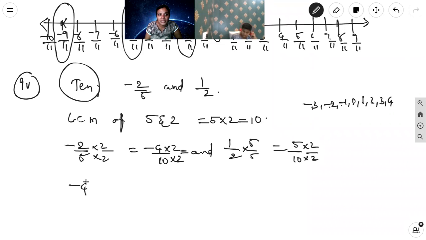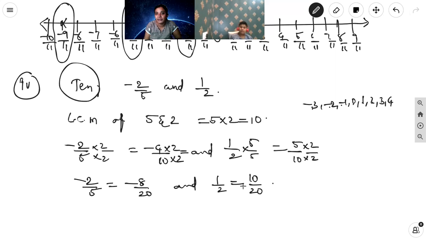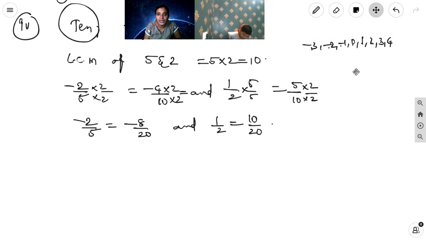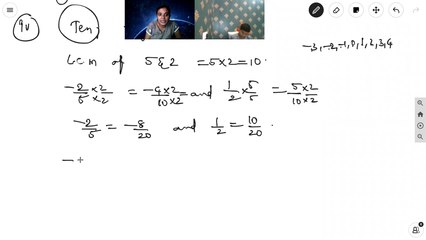So minus 2 by 5 is equal to minus 8 by 20, and 1 by 2 is equal to 10 by 20. Now you can take the numbers in between minus 8 to 10. How many will we get between minus 8 by 20 to 10 by 20?